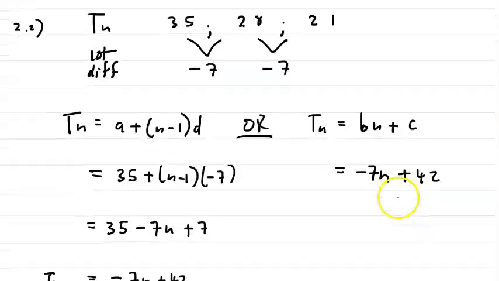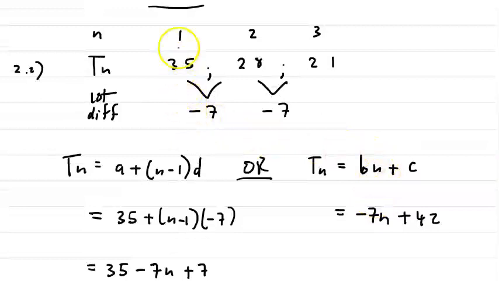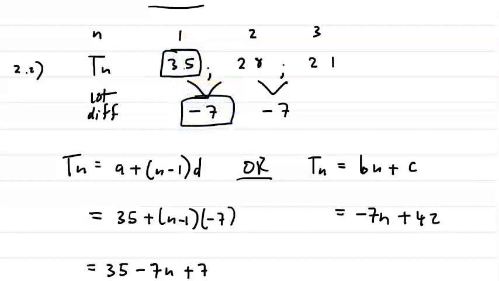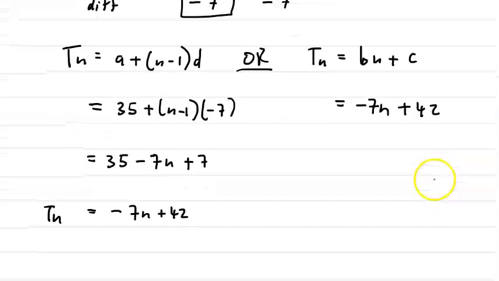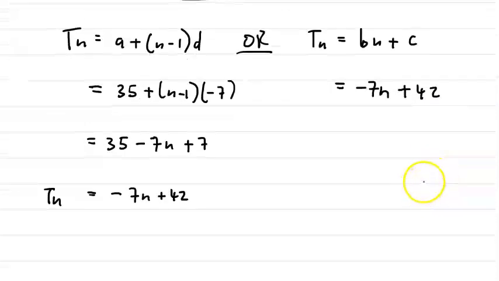Another way to do it is as follows. If I substitute 1 in here, it'll be minus 7 times 1 plus 42. Well, the other way is you can take your first term, which is 35, and subtract your difference, and you can get it. For example, 35 minus minus 7 is 35 plus 7, which is 42. And that's what we normally show the learners in grades 9 and 10. But for grade 12, we normally use our formula a plus n minus 1 times d.